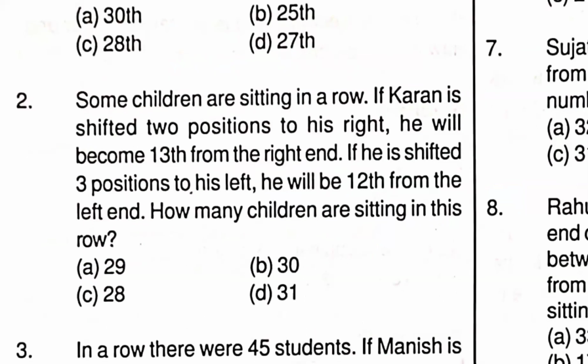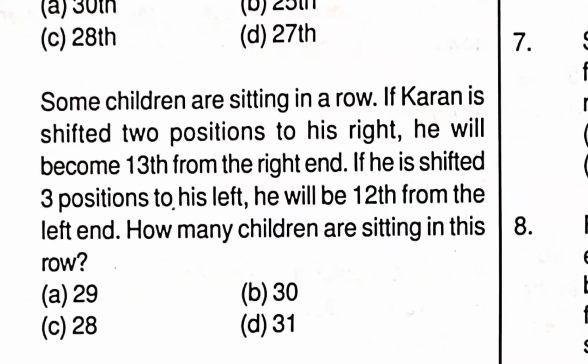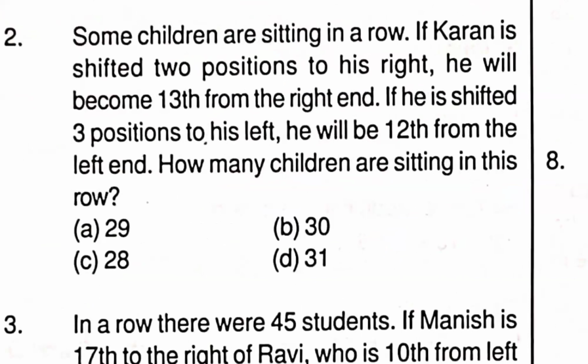Second one again will be a little different. Let's see what is given. There are some children again who are sitting in a row. If Karan is shifted 2 positions to his right, he will become 13th from the right end. And if he is shifted 3 positions to his left, he will be 12th from the left end. How many children are sitting in this row? Seems to be a little confusing, but let us try to draw the arrangement.